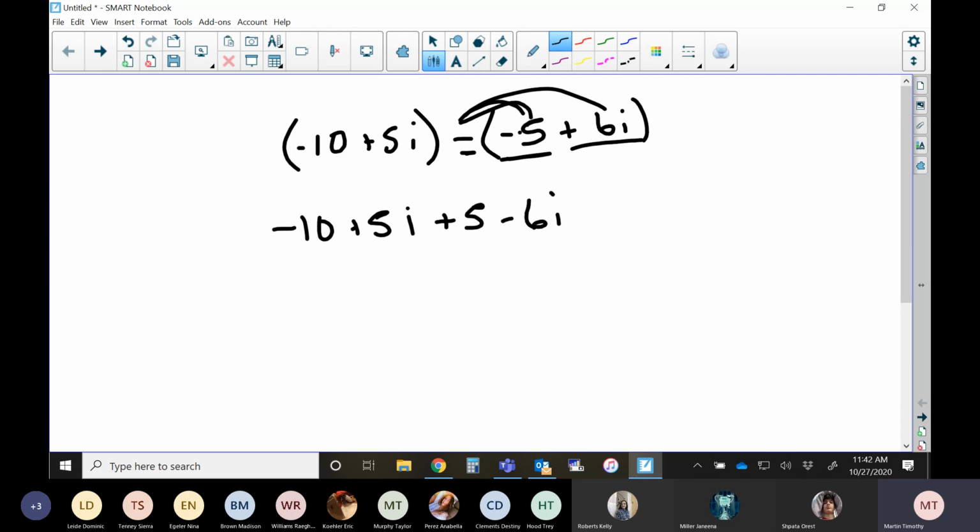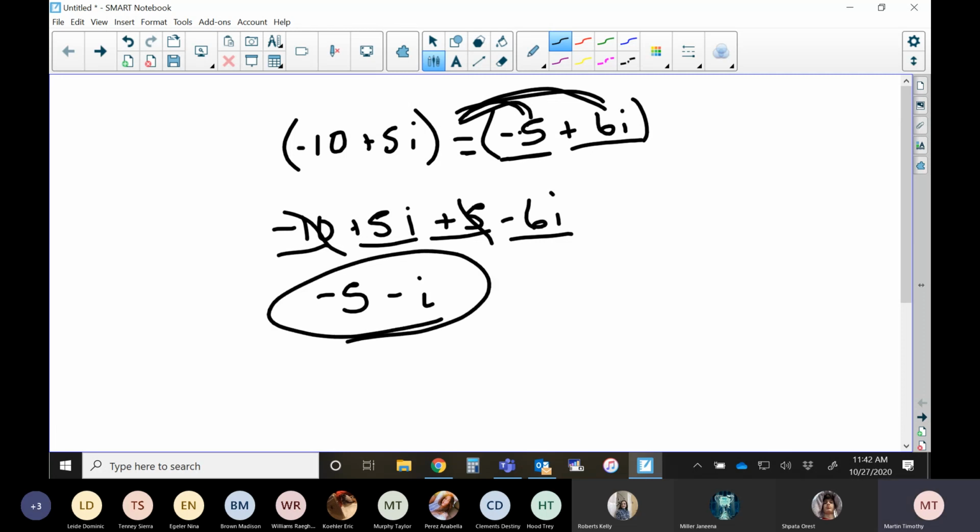Notice, once I distributed, I could drop my parentheses, and then I think what we did before, a -10 and a +5 is a -5. A +5i and a -6i would be a -i. We don't write 1i, just like we don't write 1x, we just write i. Whenever you see i, it just stands for 1i. So you won't see it written like that. You'll see it written like that. That's a little bit ahead of what I did in all my other classes, so I might talk about that again tomorrow.